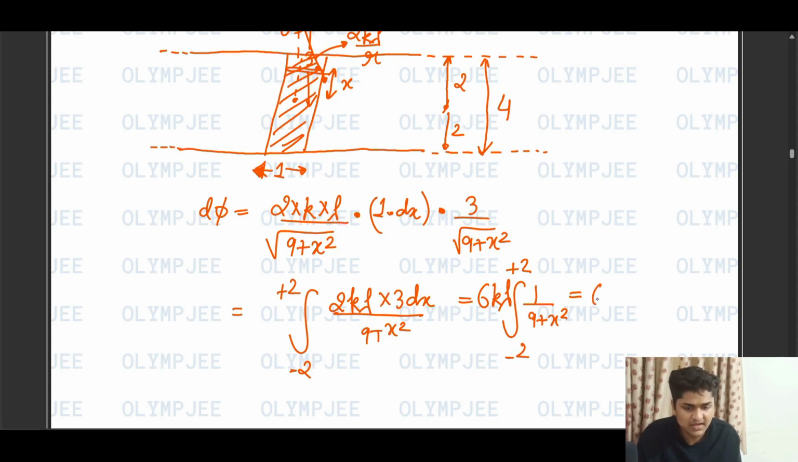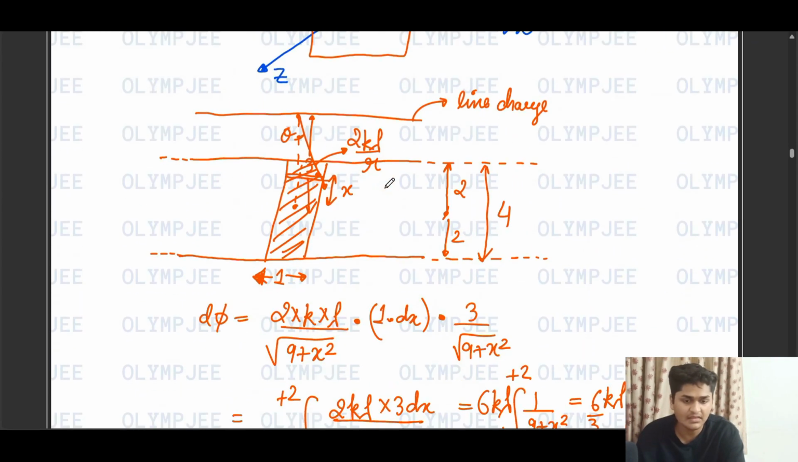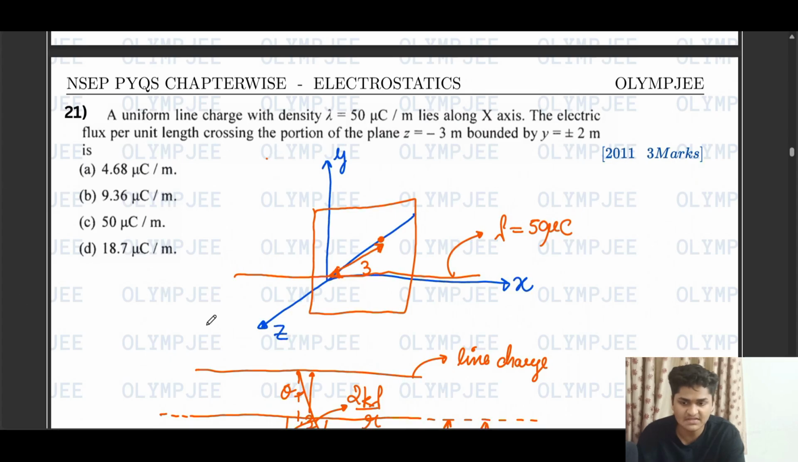So this will be given by 6k lambda tan inverse of x by 3 from -2 to +2, and 1 by 3 also, right? So this would be given by 2 multiplied by 2k lambda tan inverse 2 by 3. So if we calculate this, then we'll find out that none of the options are matching here, because the units are also wrong. So this question is wrong.